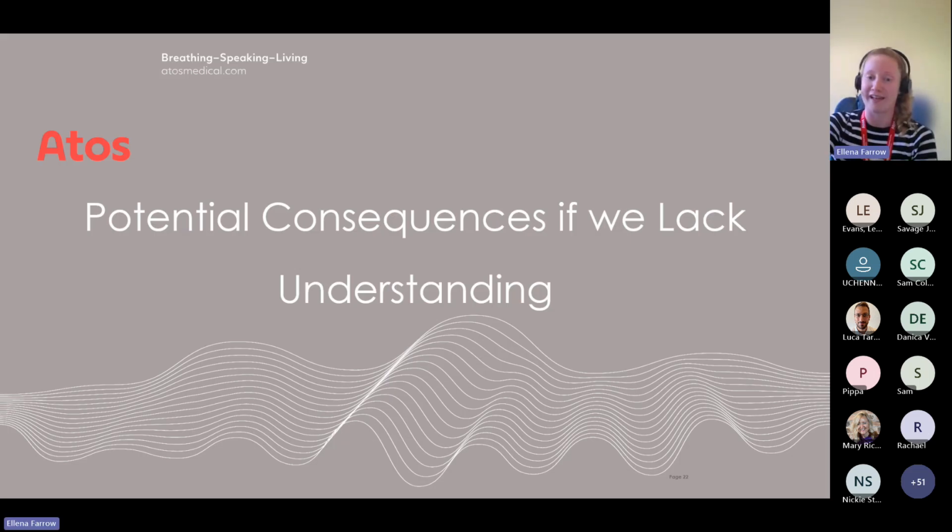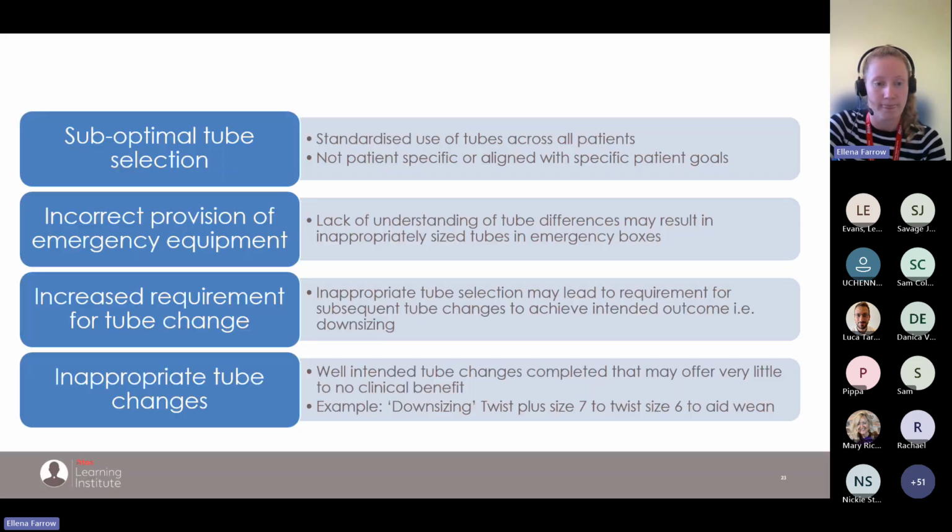And just to help us round all of that information up, have a think about the potential consequences of not understanding tube differences, or not being aware of them, or not being able to underpin that tube selection with sound clinical reasoning. So we've touched on the first two. We know that a lack of understanding could lead to a lack of patient-specific tube choice, and it risks us using the same tube or the same tube type across many patient groups rather than it actually being selected based on our intended outcomes. So for instance, a patient needs a size 7 and we use the first size 7 that we see on the shelf rather than actually considering what specifically we want to achieve with that tube. Again, we've discussed that it could lead to incorrect provision of emergency equipment.